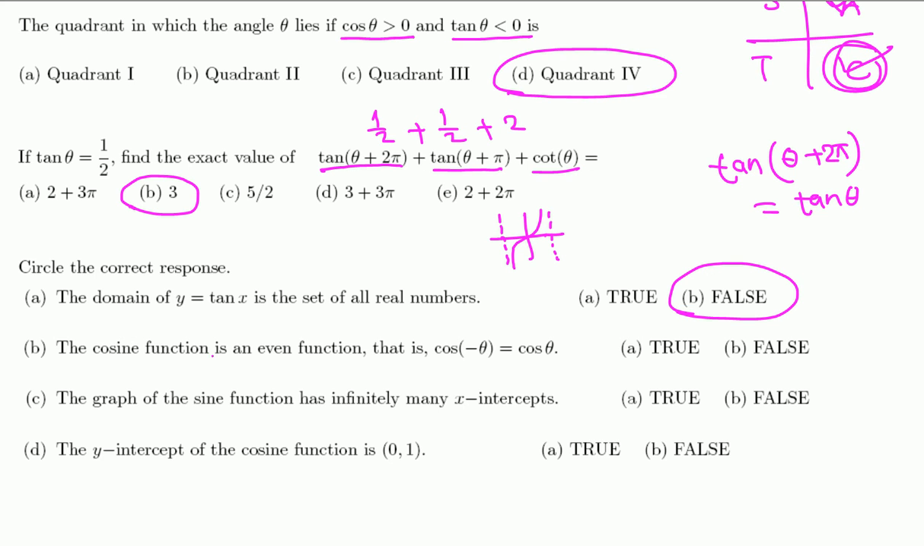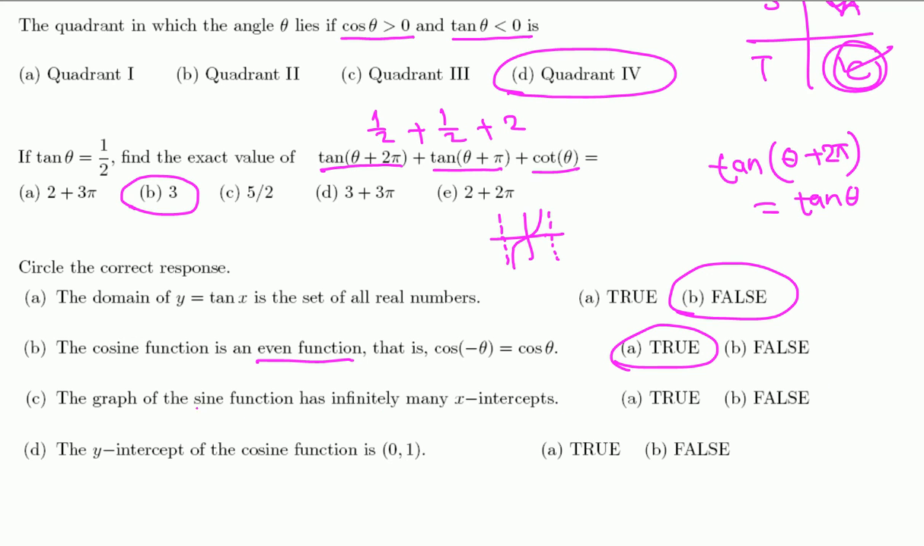The cosine function is an even function. Cosine of negative theta is the same as cosine of theta. That's true. And we also know that sine of negative theta is negative sine theta. That's called an odd function. And tangent of negative theta is the negative of tangent theta. Tangent is an odd function, but cosine is an even function. That's true.